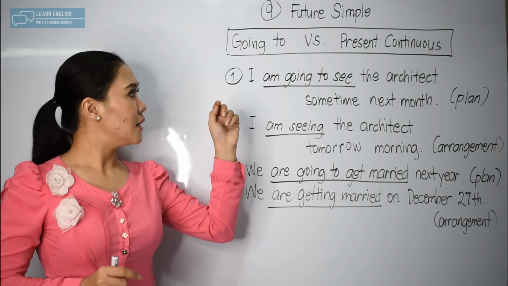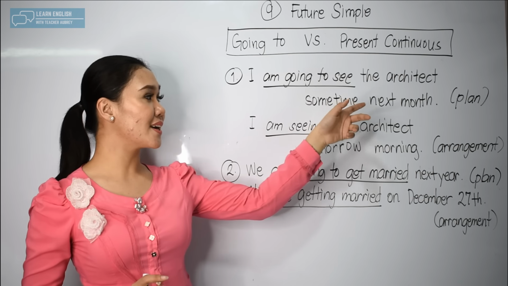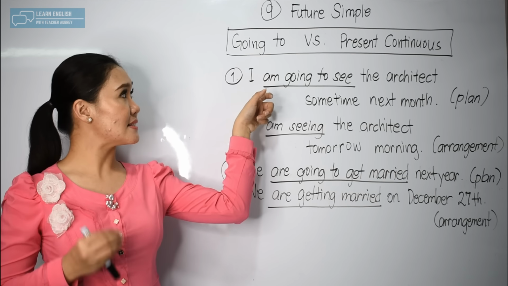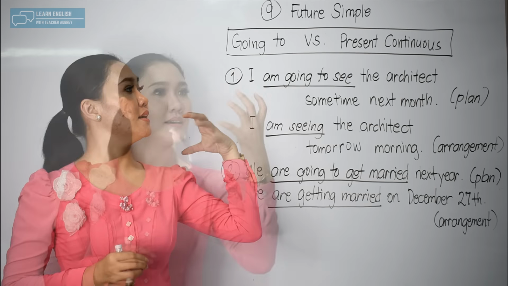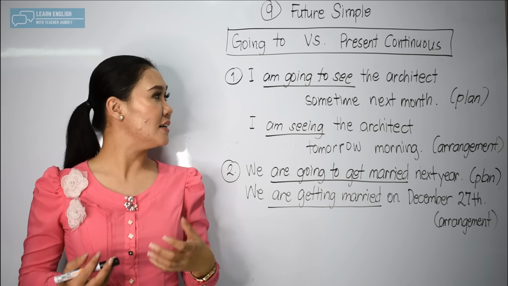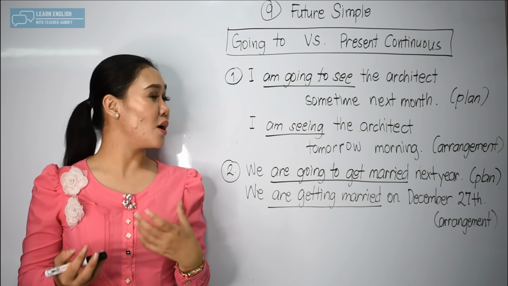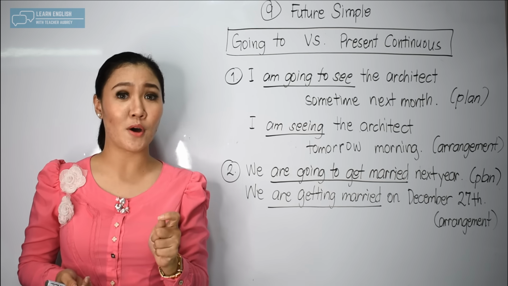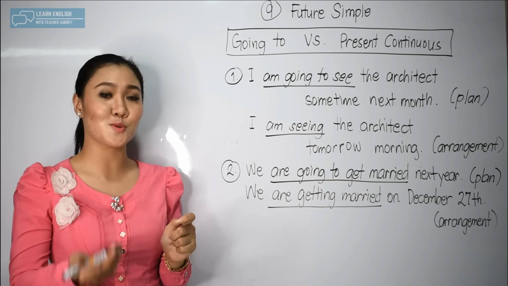Okay? Let's read. I am going to see the architect sometime next month. In this first sentence, ang ginamit natin ay going to dahil mayroong plano. May plano na makikita ko yung arkitekto sa susunod na buwan. Walang tiyak na araw, pero may plano na sa susunod na buwan.